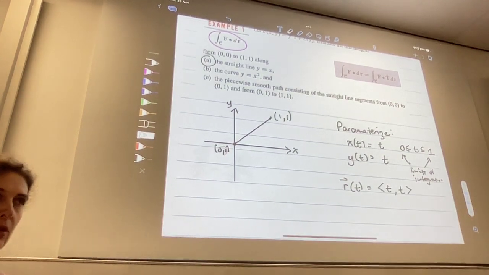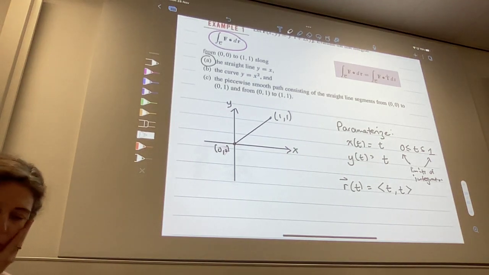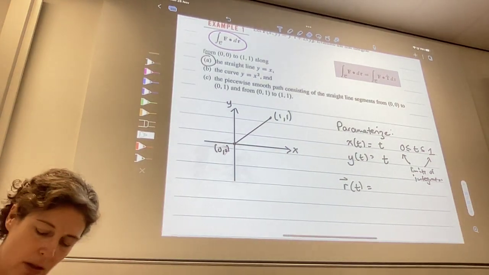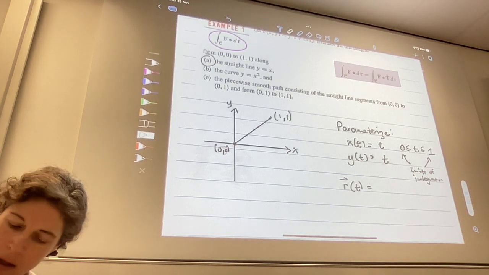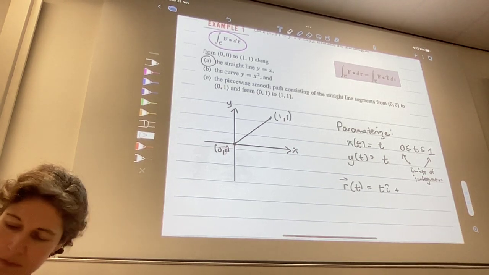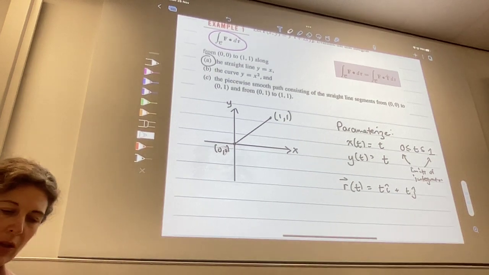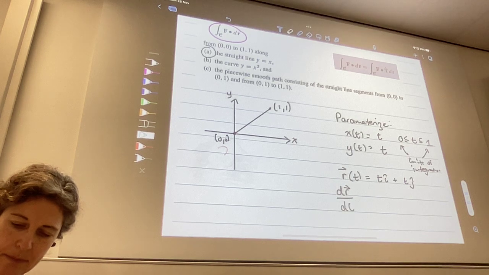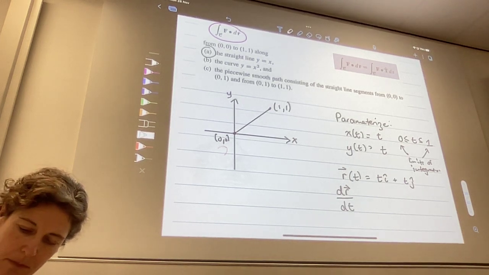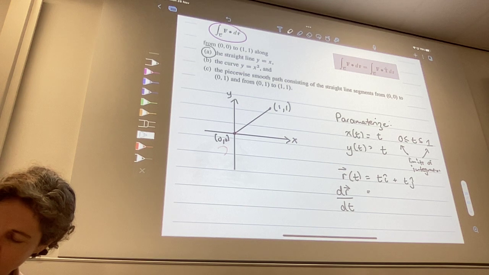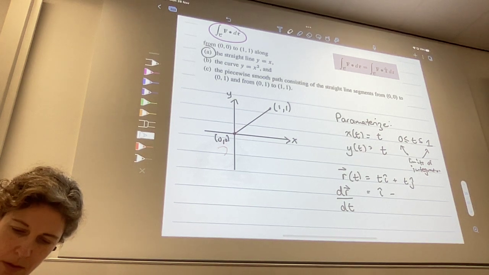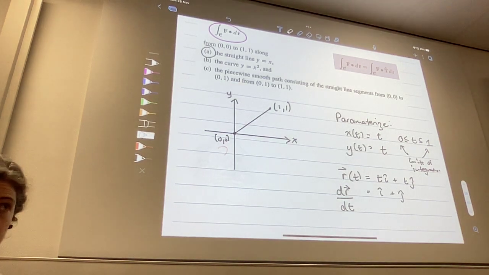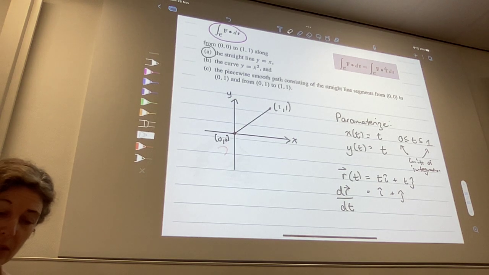t, t. So I'm using slightly different notation here, but actually maybe I shouldn't, let me stick with the old notation that I've been using. Okay, and I'm going to need dr by dt, which is just... okay, we'll see why I need that in a moment.